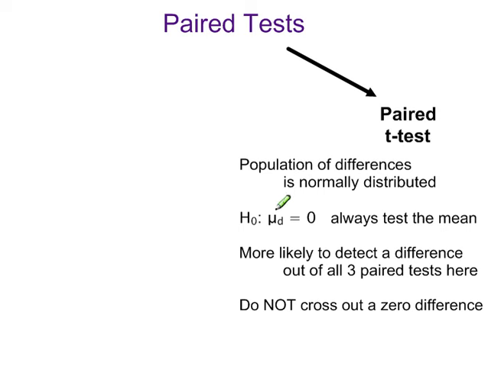We always test the population mean difference and not the population median difference. Any zero values, so when you subtract values in their pairs, if you get a zero difference, you do not cross it out. It is included in the method. Unlike the other two tests where you would cross out a zero difference and not include it, this time we are including a zero difference, if there is one.